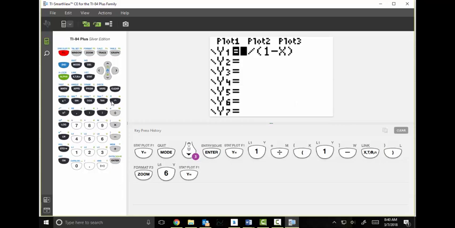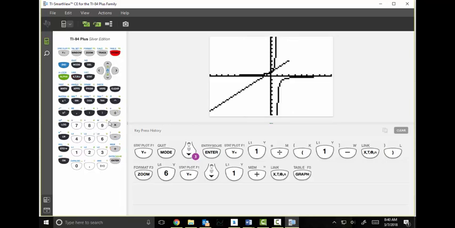Let's go back to this. I'm going to go down, and I'm going to go 1 plus x. And then I'm going to graph it. So we get that, and we got it.